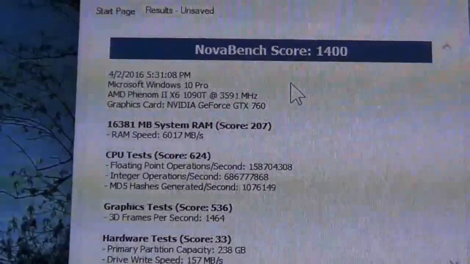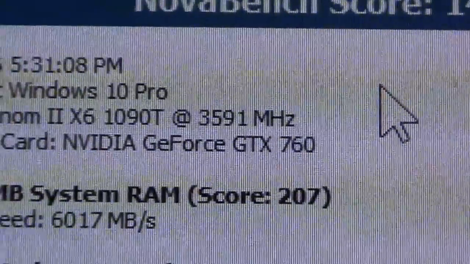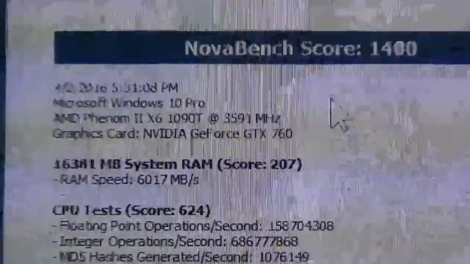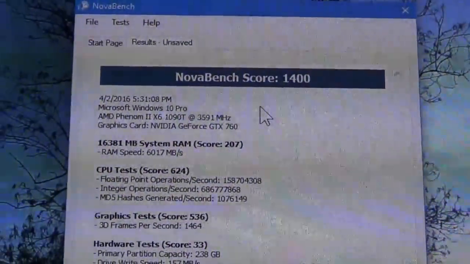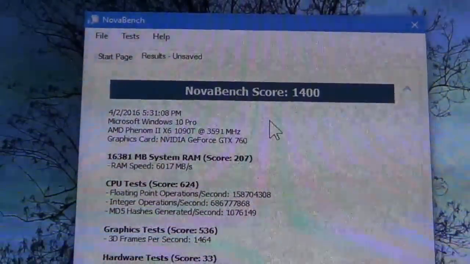That is going on the profile. And I hope I don't have to dial things back. Ooh, look at that. It's actually registered at 3591 megahertz, but we're looking for overall performance, particularly for gaming here. I think we found it.